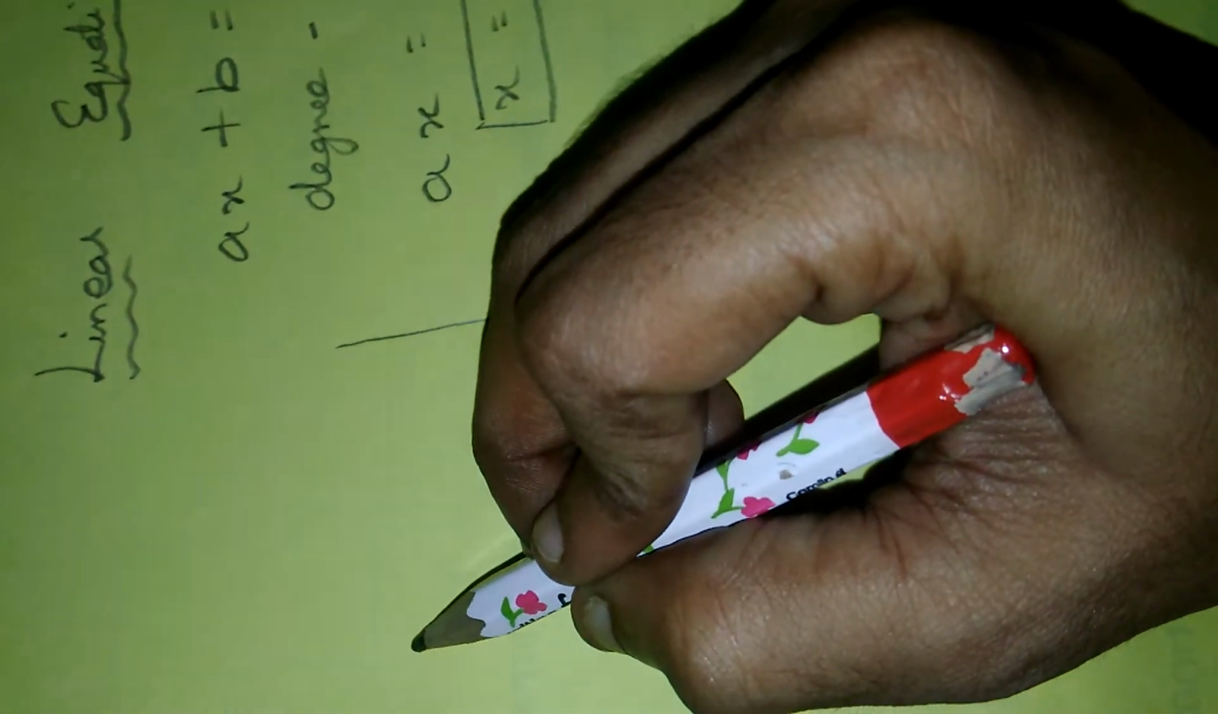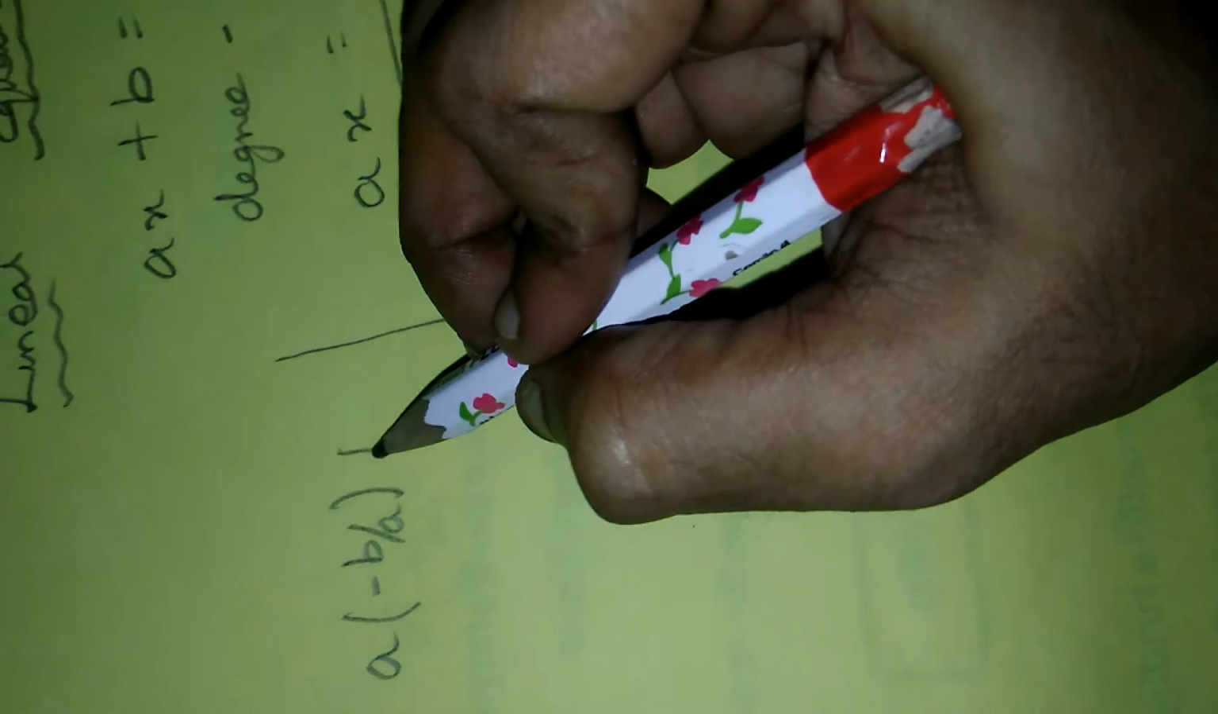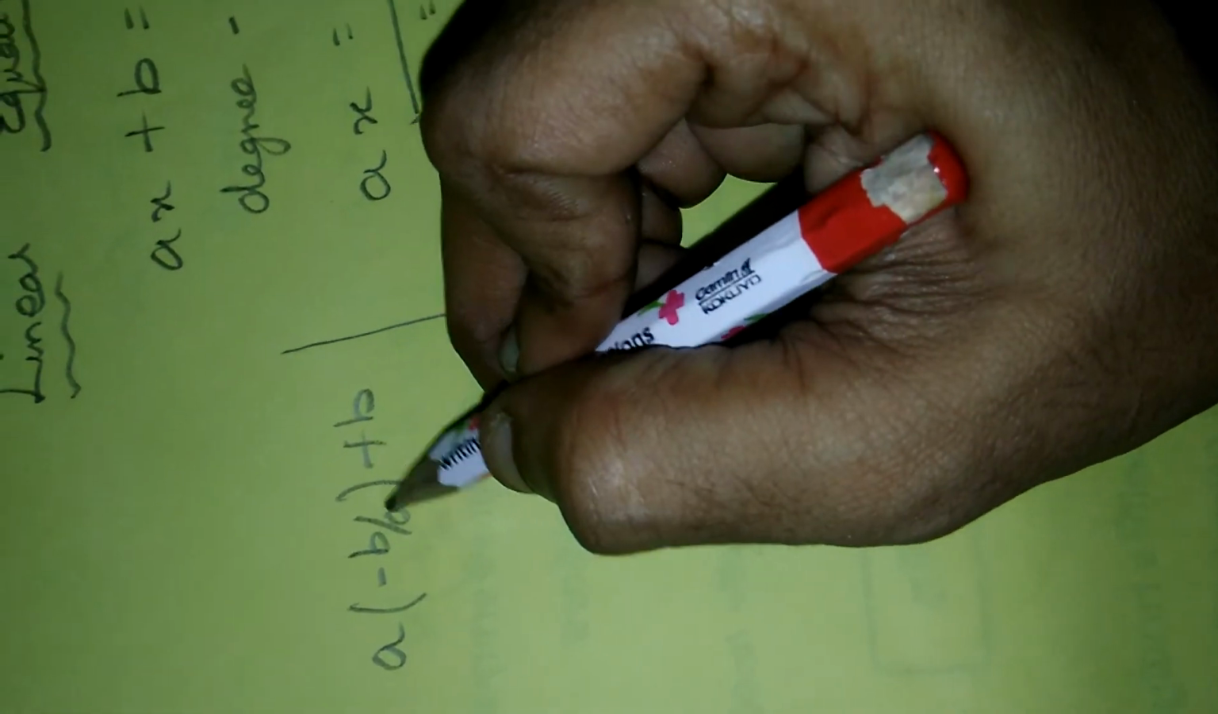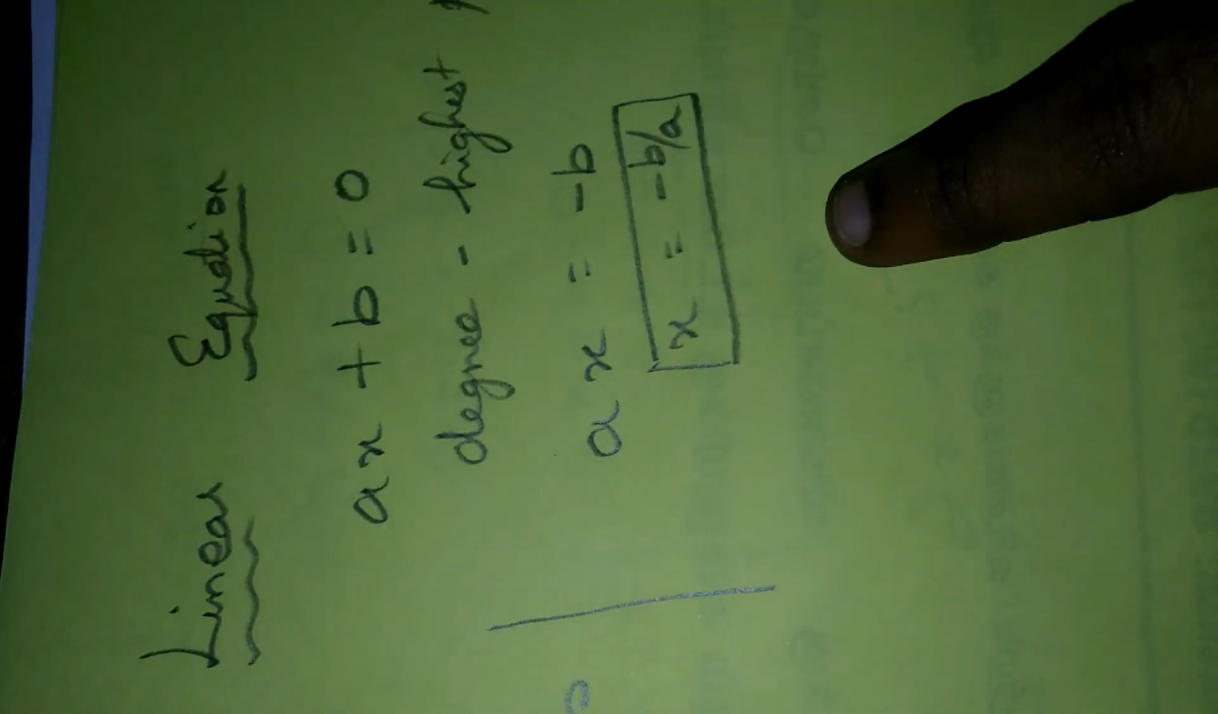Now can we check whether this satisfies the equation or not? Instead of x, if I replace it with minus b by a, we get a times minus b by a plus b. The a cancels out, and minus b plus b is equal to 0. So obviously this satisfies the equation ax plus b equal to 0.